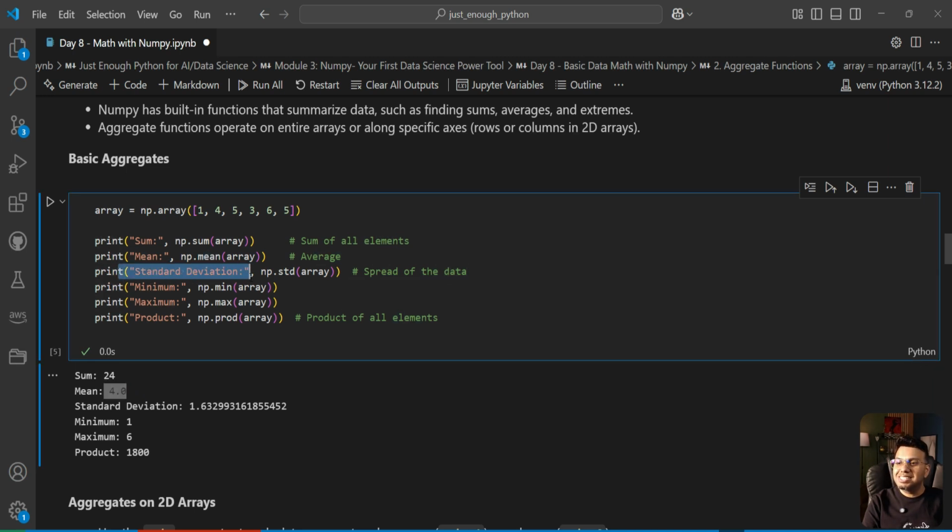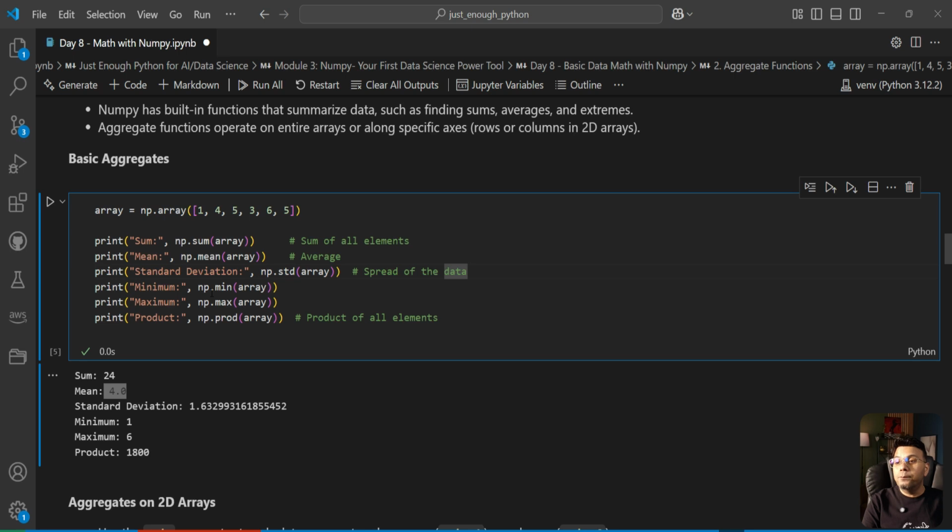Next, we are looking at standard deviation. We use np.std and then we pass the array within brackets. Now, standard deviation is a statistical concept that I will not cover right now. It's a concept for a different class, a different topic. But just understand that we have a way to calculate standard deviation of an array using a built-in function. We don't have to write extra lines of code.